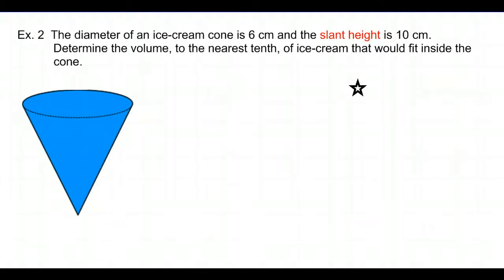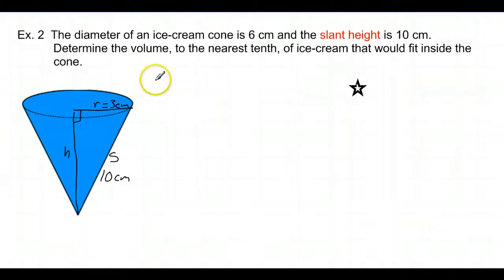Example 2. The diameter of an ice cream cone is 6 centimeters, and the slant height, this is what we're talking about when we're talking slant height. This is what we're talking about when we're talking height of the cone. This is the height. This is the slant height. This is the radius, which in this case is 3 centimeters. This is the slant height, which is 10 centimeters. And we want the volume to the nearest tenth of ice cream that would fit inside the cone.